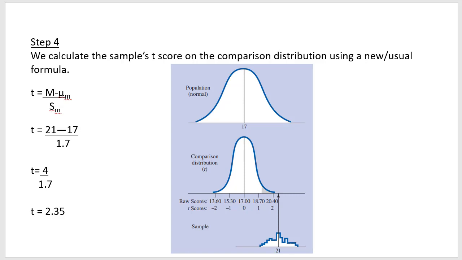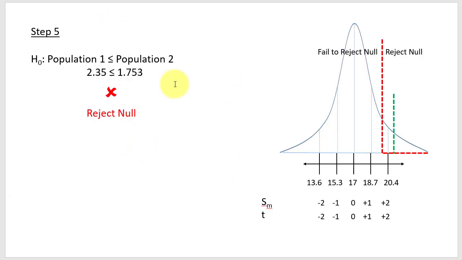Let's take a look at step 5 and see what it looks like. In step number 5, we have that our population is less than or equal to our population 2, which is our null hypothesis. Remember, we're always testing the null hypothesis to see if our sample is different than a situation where there is no effect. So if there is no effect, population 1, so our sample score would be less than or equal to our cutoff score, population 2 score.